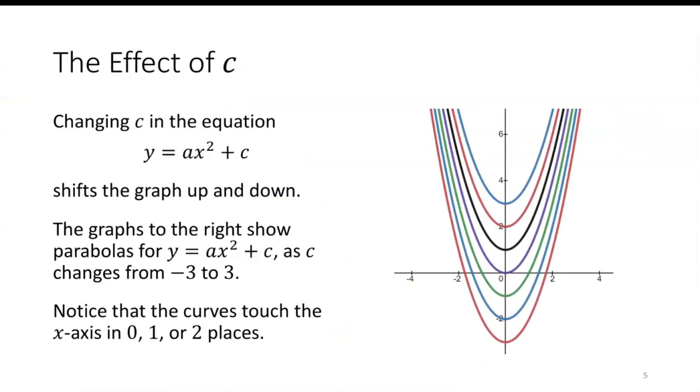So, again, changing the value of c in the equation y equals ax squared plus c shifts the graph up or down. And here are 7 parabolas, where c is chosen from negative 3 all the way up to positive 3. Notice that depending on the graph, some graphs cross the x-axis in two places, like the outside parabola. One graph crosses in one place; that's where c is 0. And there are also graphs like this innermost parabola that don't touch the x-axis at all. That corresponds to solving quadratic equations where there could be 0, 1, or 2 answers.